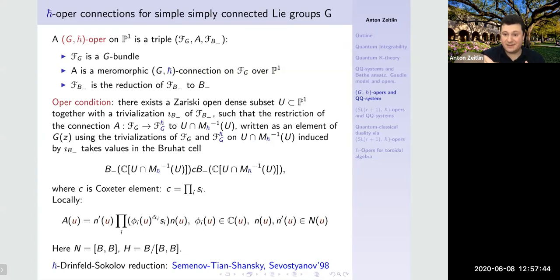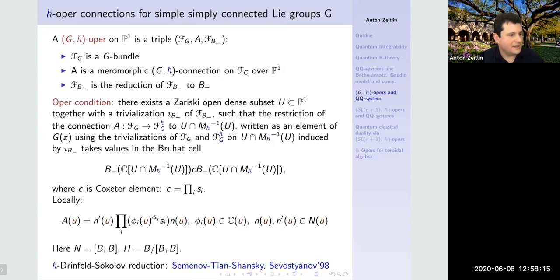So you have a reduction of the group. Yes, this is extra data. Absolutely, this is extra data. So just keep in mind that picture. That was used, by the way, in '98 by Semenov-Tian-Shansky and Sevostyanov to construct the Drinfeld-Sokolov reduction, this particular operator.